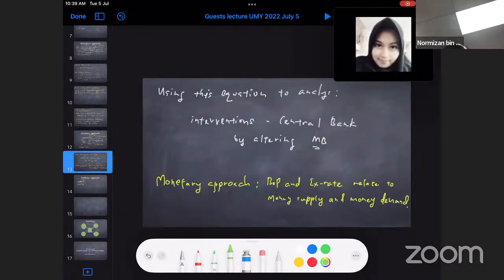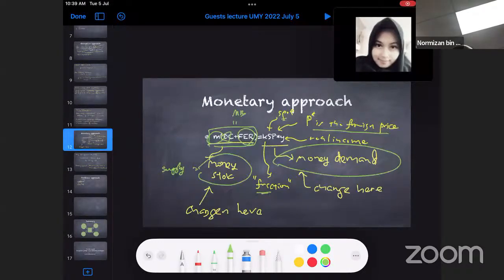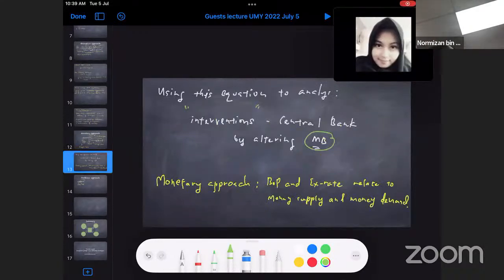For example, using this equation, the central bank alters the monetary base. This is the money supply side, and that is what we call the intervention of the central bank. So what the central bank actually does is change this part by altering the DC or the FER. For a fixed exchange rate, they can control FER. For a floating exchange rate, they can control the DC. By controlling the money supply, they will affect the money demand, and then it will affect the exchange rate. So that is the idea of the monetary approach.